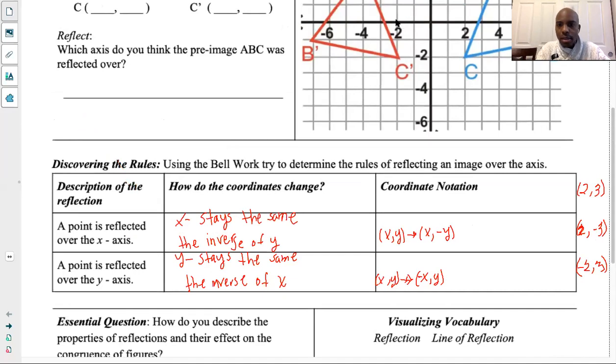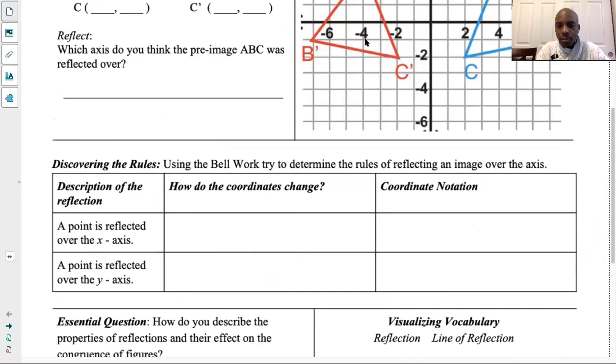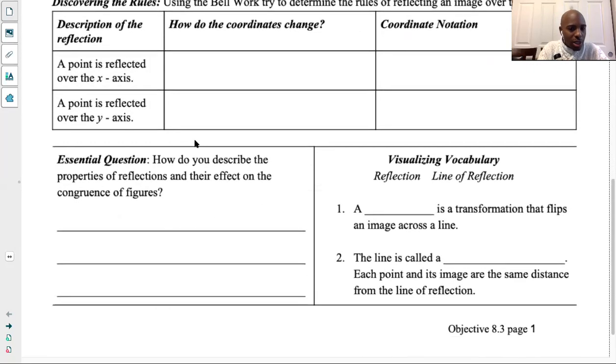All right. I'm going to clear the text. All right, let's keep going. So what we're talking about is reflection. The essential question is, how do you describe the properties of reflection and their effects on the congruence of figures? Just like with translation, the figure is not changing at all in terms of its size or shape. So that means it's still congruent.